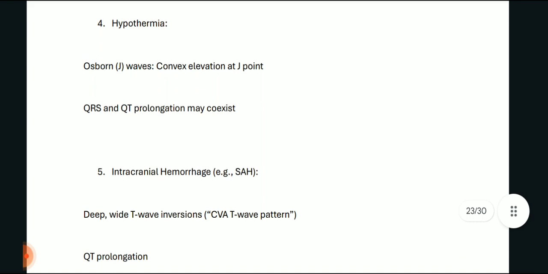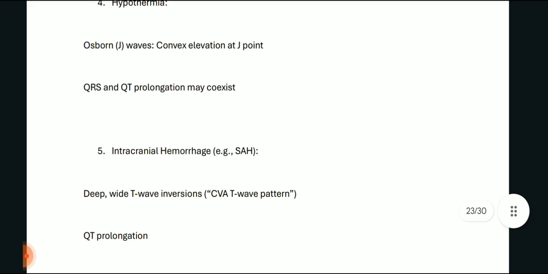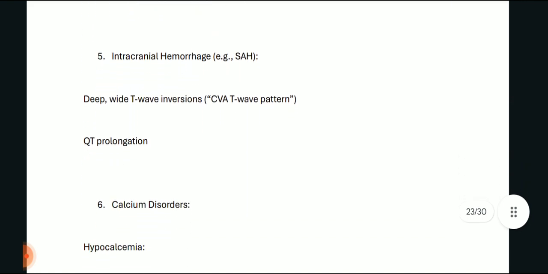Okay, hypothermia, temperature is going very down. Then Osborn J waves, convex elevation at the J point. What was the J point? After the QRS complex and before the T wave, the junction between these two is called the J point. QRS and QT prolongation may coexist.